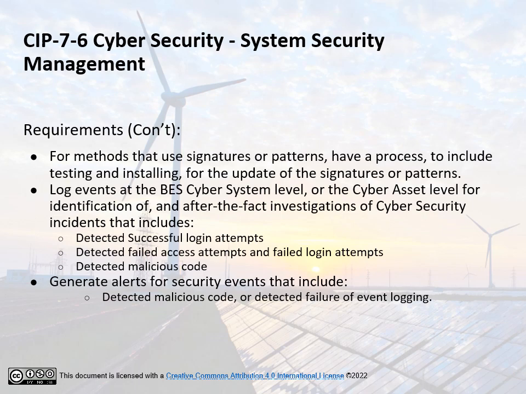CIP-007-6 System Security Management. Requirements continued. For methods that use signatures or patterns, have a process to include testing and installing the update of the signatures or patterns. Log events at the BES cyber system level or the cyber asset level for identification of and after-the-fact investigations of cybersecurity incidents that includes detected successful logins, detected failed access attempts and failed login attempts, and detected malicious code. Generate alerts for security events that include detected malicious code or detected failures of event logging.